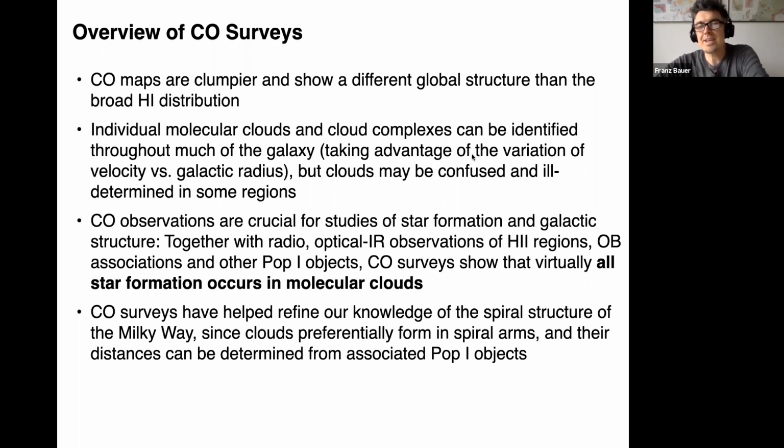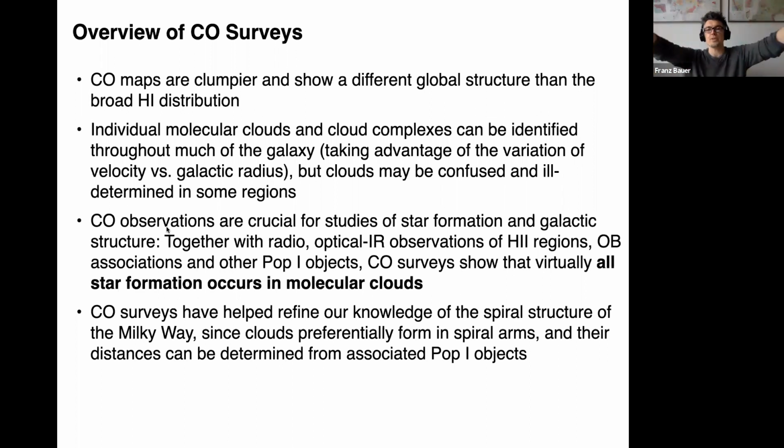So they measure individual molecular clouds, cloud complexes, and so forth. And you can take advantage of the variation between the velocity and the galactic radius to pick out different portions that might not be the same cloud. CO studies are generally very crucial for studying star formation because those are very dense molecular clouds, and also are very important for studying internal galactic structure where the densities and the temperatures are typically not in a regime where neutral hydrogen is accessible. And so it's important to do both to measure.